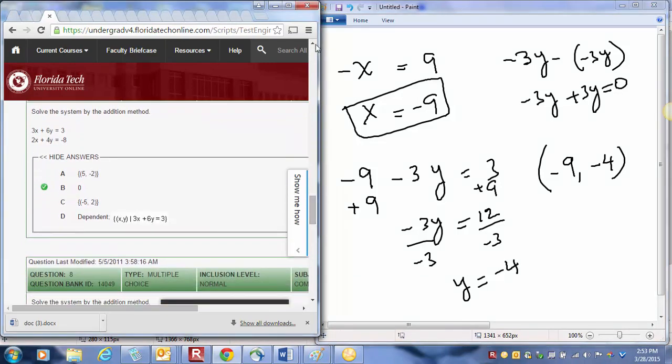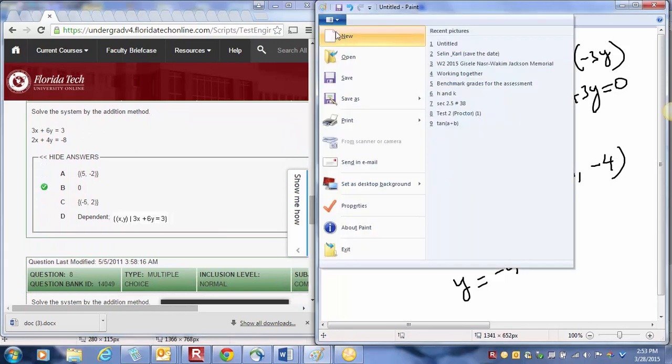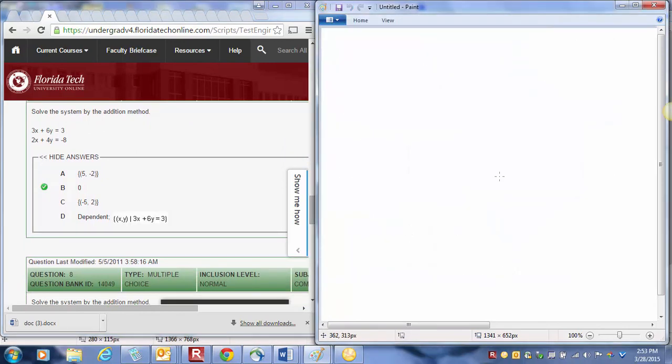Solve the system by the addition method. Let's go ahead and do the addition method for the next problem too. Again, notice if we add, none of them will cancel. But here's what we need to do. We need to find the lowest common multiple between 3 and 2, which is 6. If you multiply the first one by 2, you get 6. If you multiply the second one by 3, you get 6. So let's do it this way.